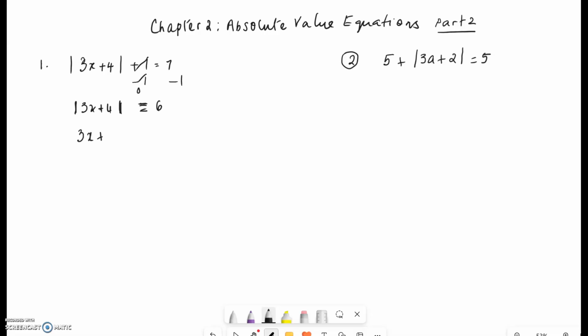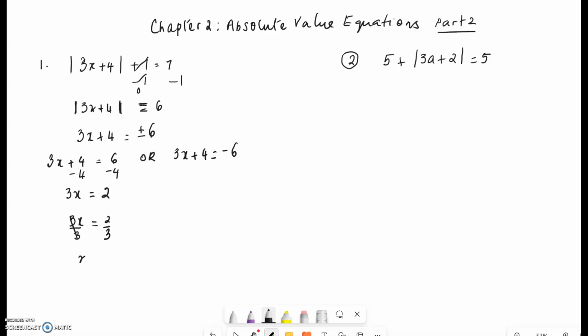by writing 3x plus 4 equals either a plus 6 or a minus 6, and that's how we get two equations. 3x plus 4 can equal plus 6, or 3x plus 4 can also be equal to -6. We subtract 4 on both sides to get 3x equals 6 minus 4, which is equal to 2. We divide both sides by 3, and we get x equals 2/3.